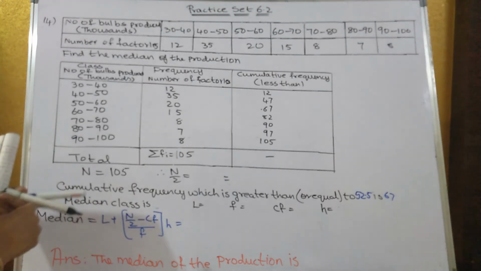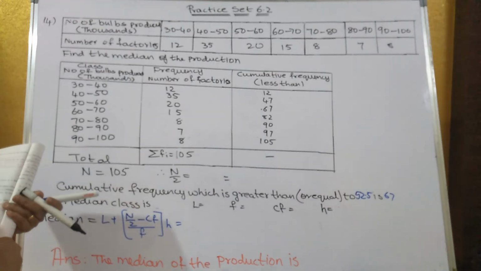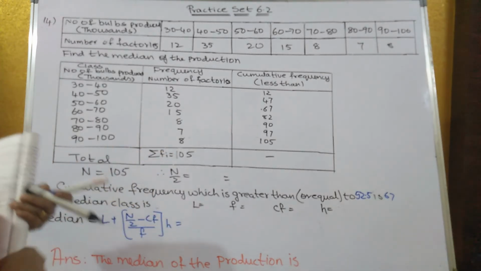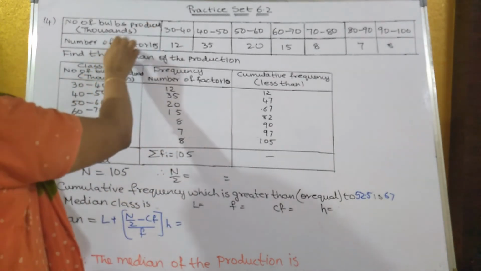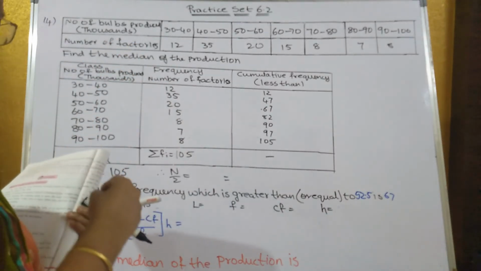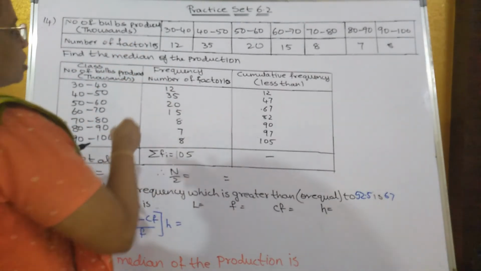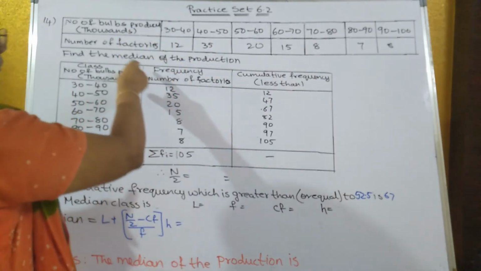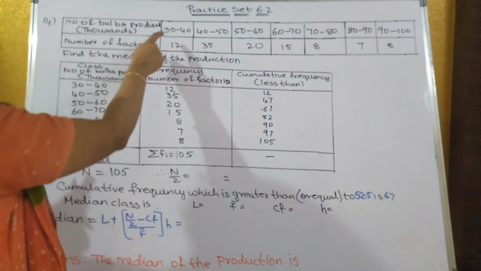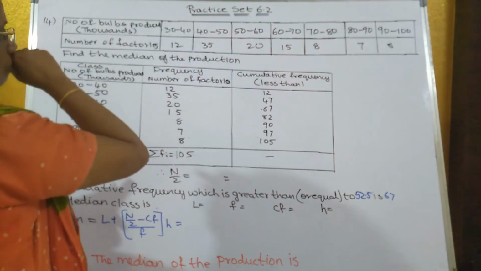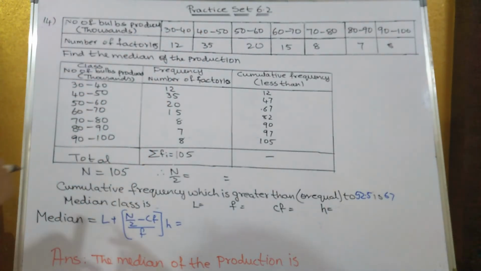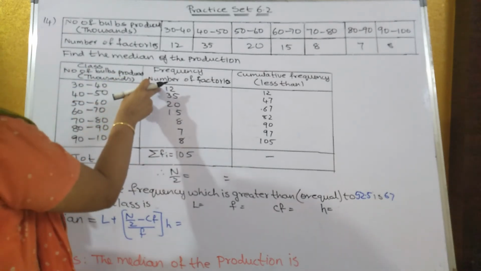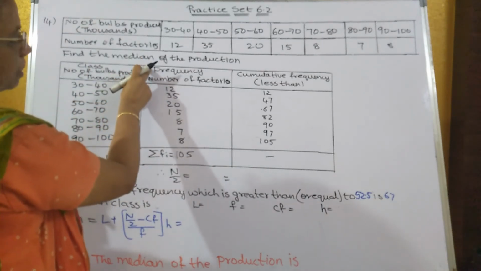Now sum number 4, they have given practice set 6.2 that the production of the electric bulb in different factories. So the production of bulbs in different factory is given in this table. Find the median of the production. So the production of bulbs is how much? 30 to 40. It's not 30 to 40. It's given in the bracket thousands. So 30,000 to 40,000, 40,000 to 50,000, and so on. A number of factories is also given. So this will come under the class in thousands, and the number of factories will come under frequency.